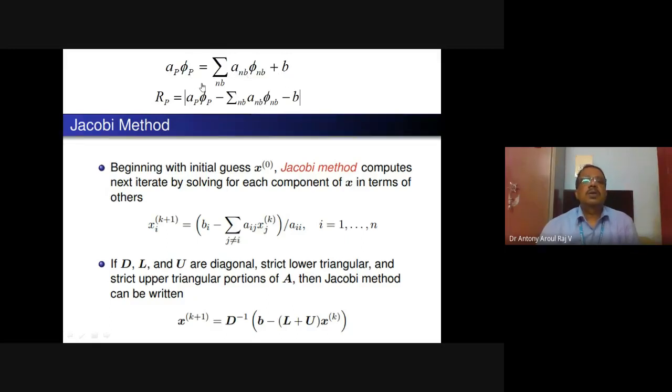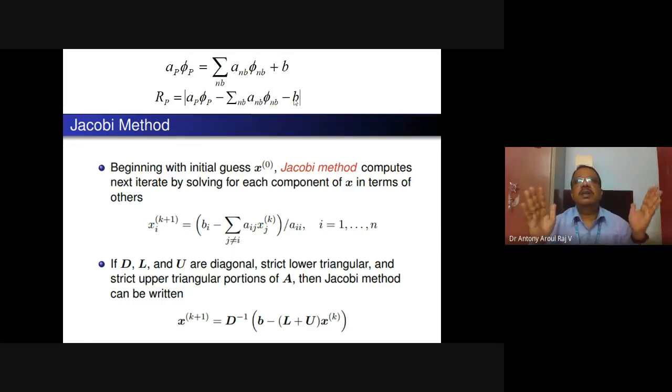For the residue, I take this value minus this, and put it in modular form. This is what I call the residue: AP phi P minus summation of A NB phi NB minus B. Just now you have seen the residue; initially it was higher, then it was decreasing. So what is the residue?